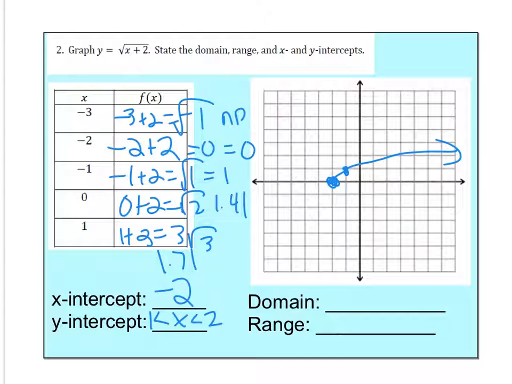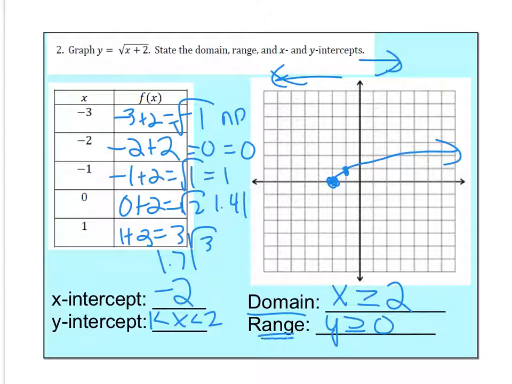Okay, my domain, remember, domain is, what are my limits going left and right? Well, my domain means I got to go x greater than or equal to negative 2. Remember how domain and range works. Domain, left and right, range, up and down. I'm never going this way. I'm stuck here at negative 2, and I'm always going that way.